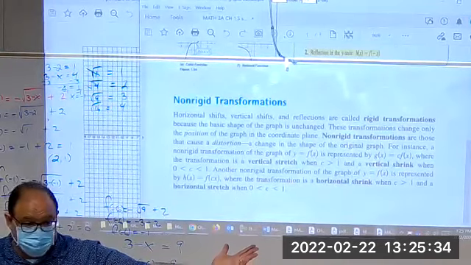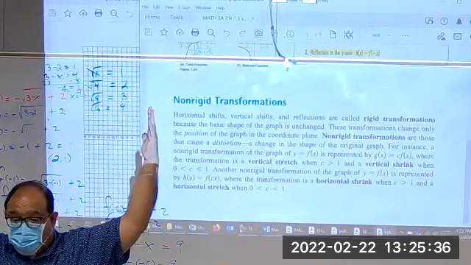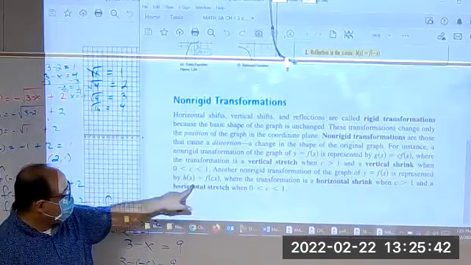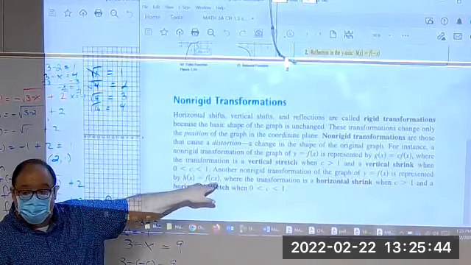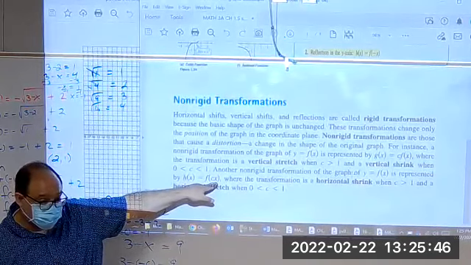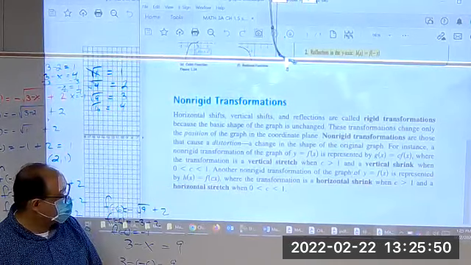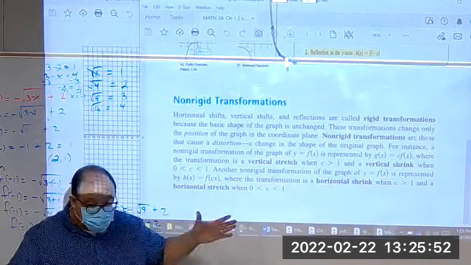Shrinking means wider. Stretch means it's going to be more narrow. Okay. Another non-rigid transformation is represented by when you multiply inside c times x, something times the x, where the transformation is a horizontal shrink.